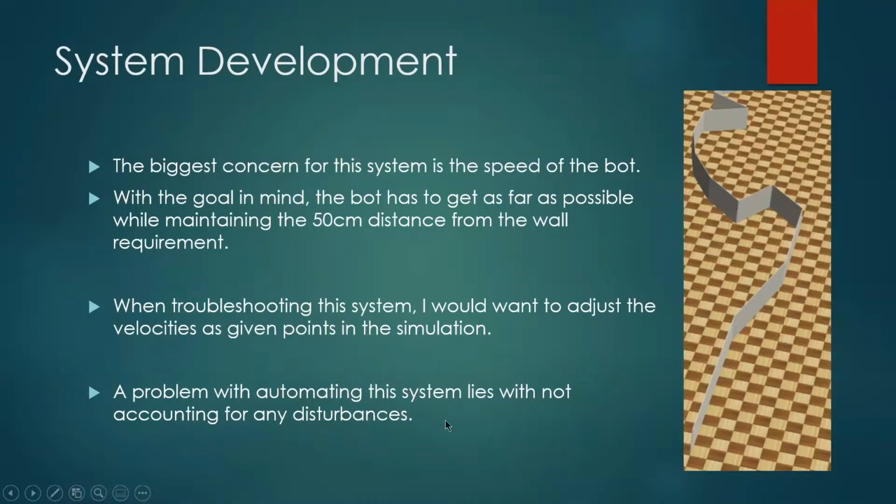The problem with the system, in a realistic, not simulation setting, is that you're not accounting for any disturbances. So if there were bumps or wind, any other elements that could come into play that would affect the positioning of the bot, this system does not account for those disturbances.